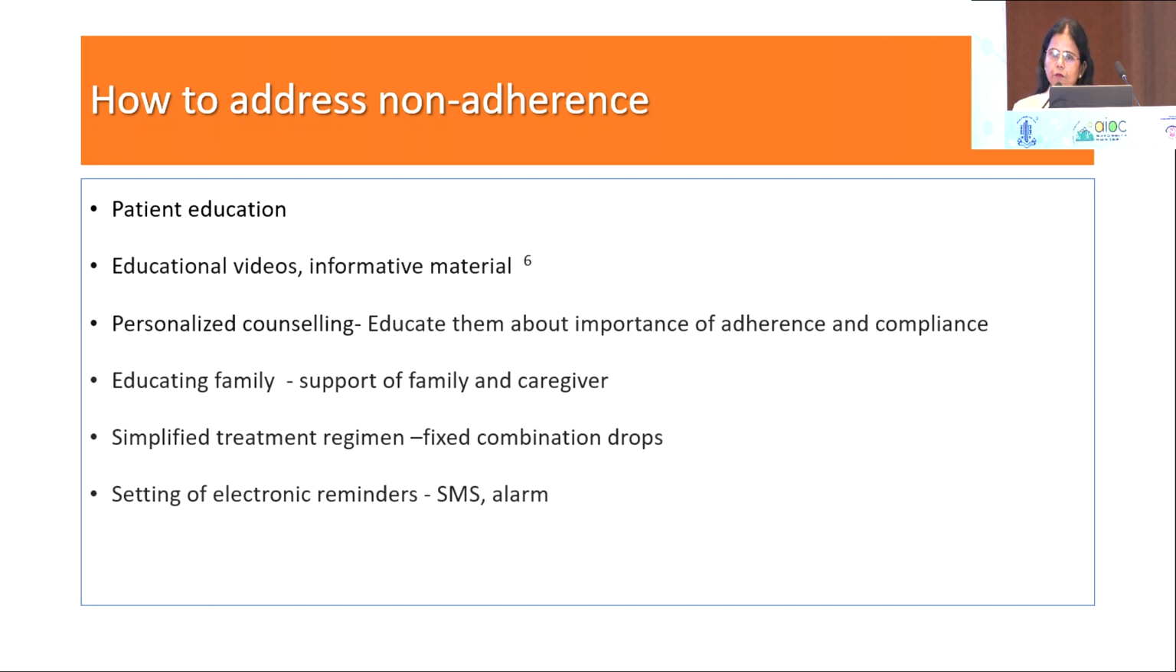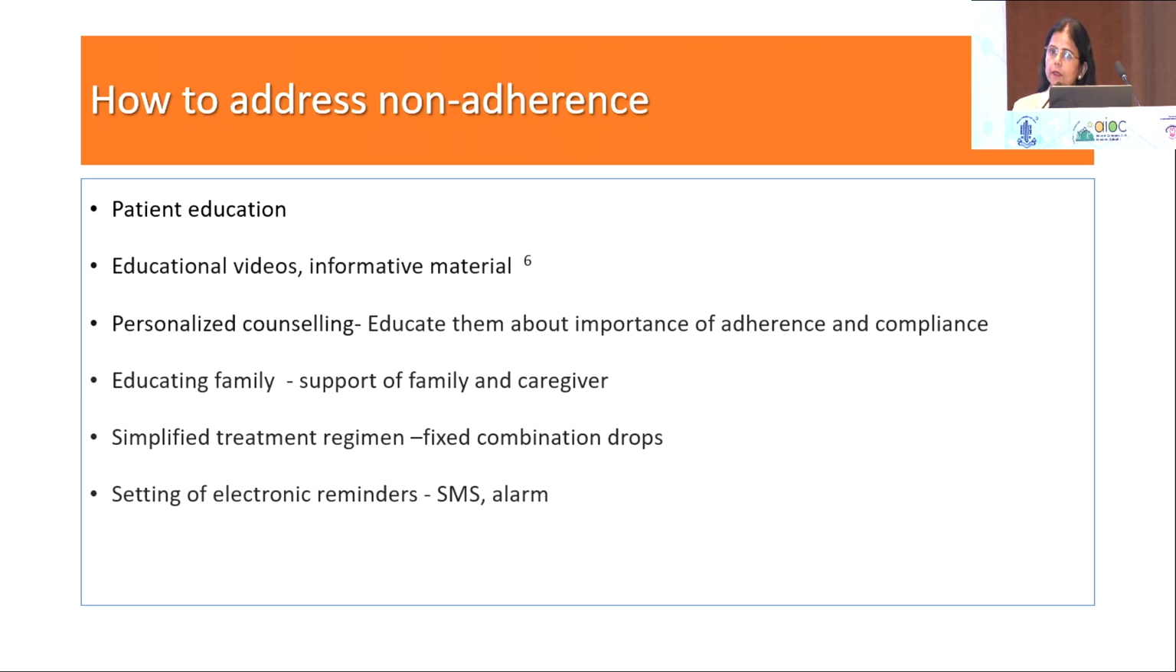We can use educational videos, we can give some informative material to the patient to read, or personalized counseling can be done in the OPD. We can have counselors who can teach the patient how to put the drops, tell about the disease, and tell about the importance of adherence and compliance. Even educating the family is important, because they have to support the patient for this medication.